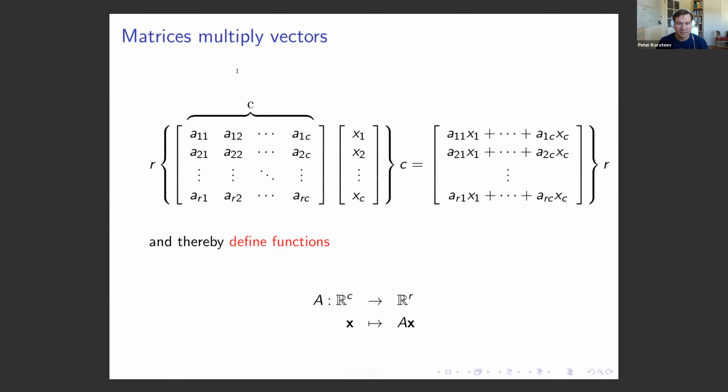A quick recap from last class. So we have a matrix with R rows and C columns, and we can multiply it by a vector with C components. This is equal to the vector with R components given by this formula. You can visualize this by putting the vector with C components on its side, multiplying the corresponding entries one by another, and then adding them together. Thereby we define the function from R^C to R^R, which takes vector x to vector Ax.